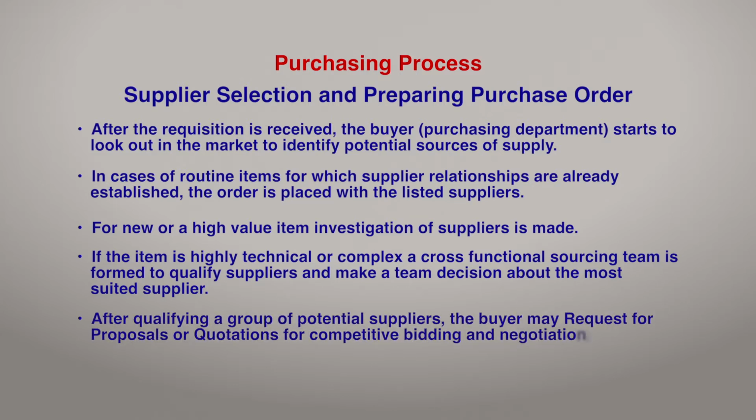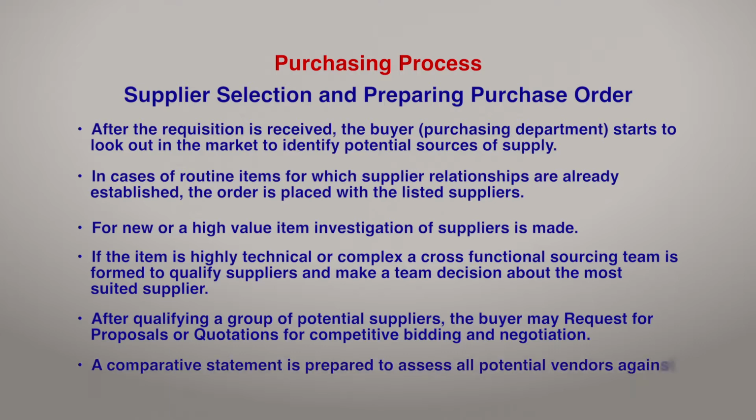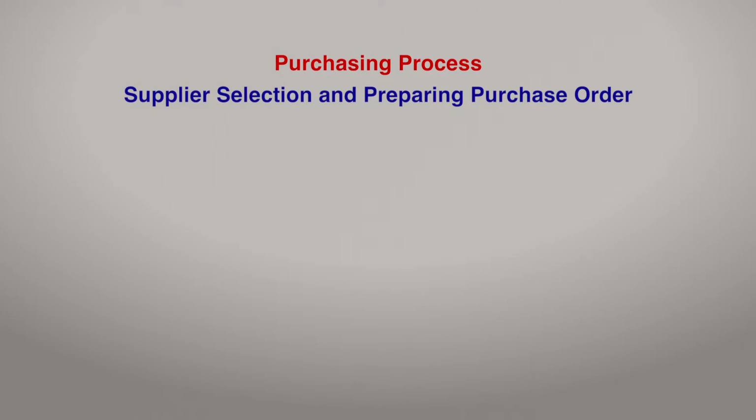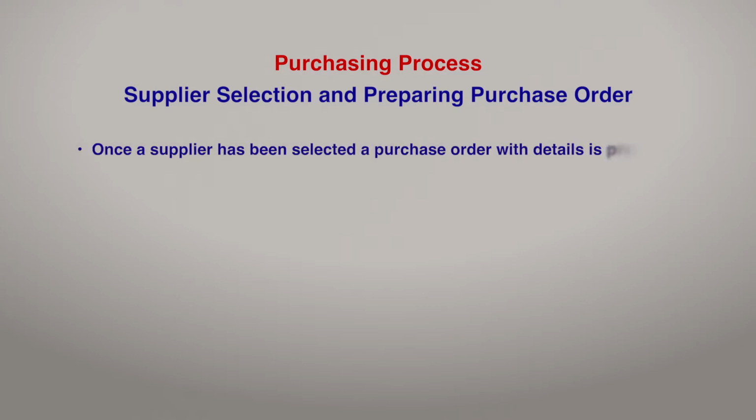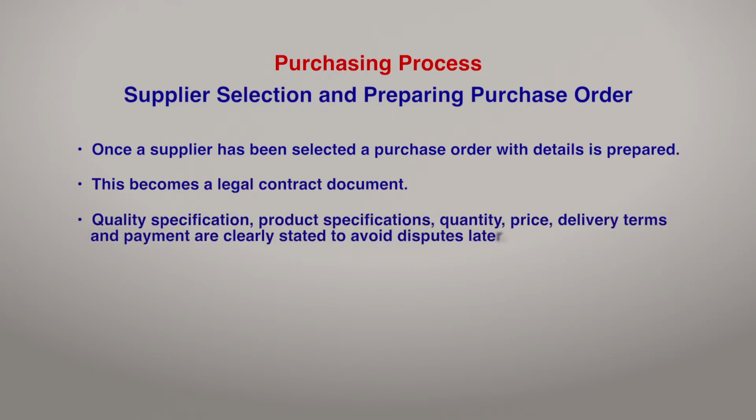After qualifying a group of potential suppliers, the buyers may request proposals or quotations for competitive bidding and negotiations. A comparative statement is prepared to assess all potential vendors across the required parameters. Supplier selection and placement: once suppliers have been selected, the purchase order with details is prepared. This becomes a legal contract document with quality specifications, product specifications, quantity, price, delivery terms and payment terms, and it should be clearly stated to avoid disputes later.